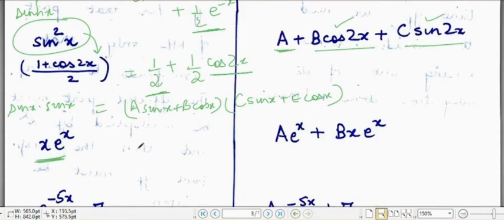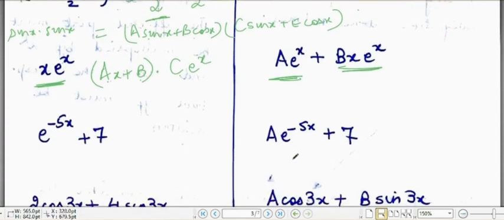What would you guess if the right hand side is x e to power x? For x you will do ax plus b. For e to power x you would do c e to power x. So let's look at the nature of the terms now. A x, c e to power x. So it's like a constant times x e to power x type term, and then b c e to power x, so a constant times e to power x type term. So you have to look at the type of terms that you're getting.